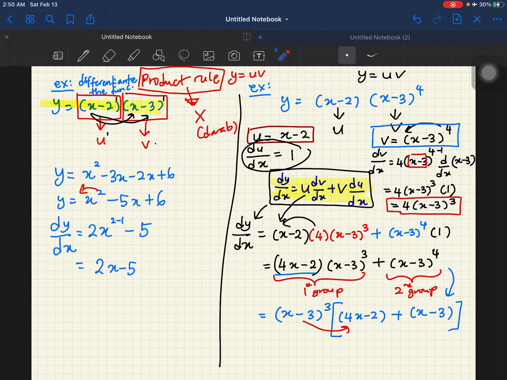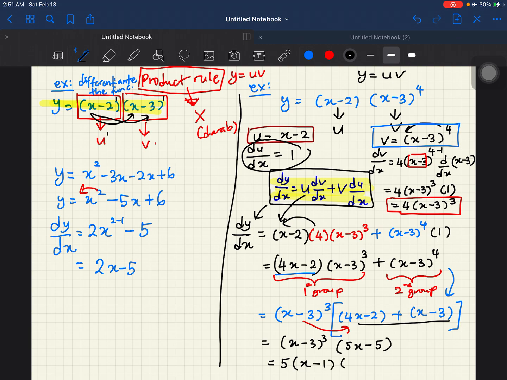Since we already factorized it, what happens next is that with x minus 3 to the power of 3, I can simplify this. It will happen to be 5x minus 5. Okay, so I can simplify this as well. I take out 5, and the balance will be x minus 1 multiplied with x minus 3 to the power of 3. Now, that is how you find the derivative, or the gradient function, of our function earlier.